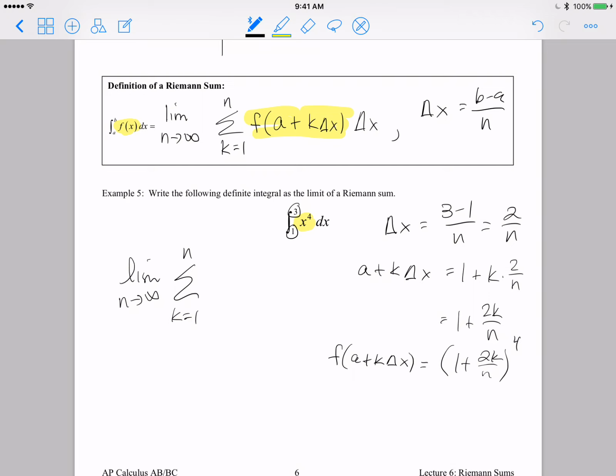Okay, so now I'm ready to just plug that into my formula here. So f of a plus k delta x is going to be 1 plus 2k over n to the 4th multiplied by delta x, and delta x was 2 over n. Okay, so there's my final answer right there.